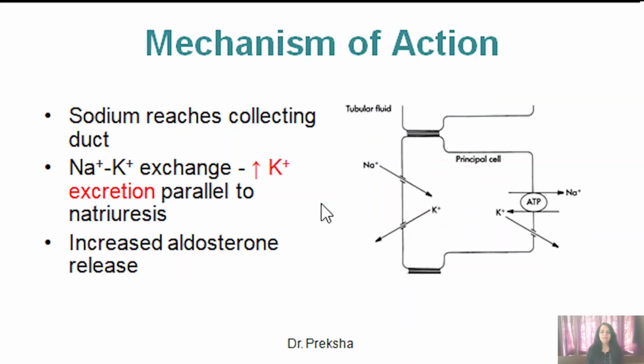As thiazide inhibits the sodium chloride symporter, more sodium will be available for the exchange with the potassium in the collecting duct. So this will ultimately result in increased potassium excretion which is parallel to the natriuresis. Natriuresis means sodium excretion. This in turn will result in increased aldosterone release. So this is the mechanism of action of thiazide diuretics.